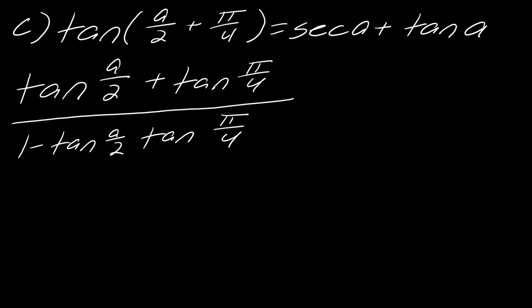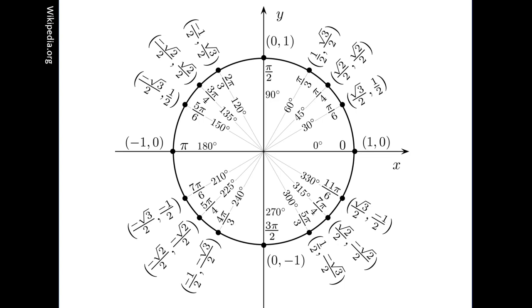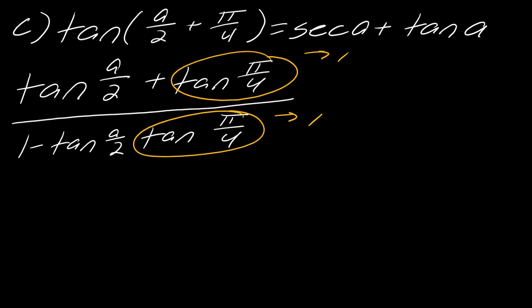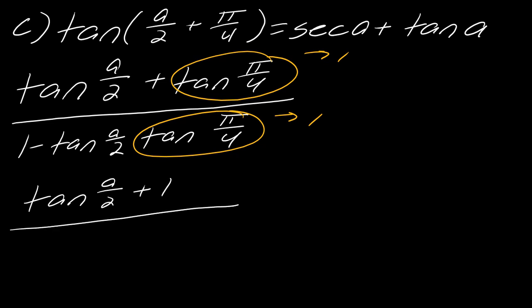Okay, so tangent of pi over 4, if we look at the unit circle, that's my favorite. Pi over 4 is my favorite tangent calculation because it's just equal to 1. That's the easy one. So I can rewrite this then. This is 1. This is 1. So let's see. This becomes tangent of a over 2 plus 1 over 1 minus tangent of a over 2. All right, so now what?